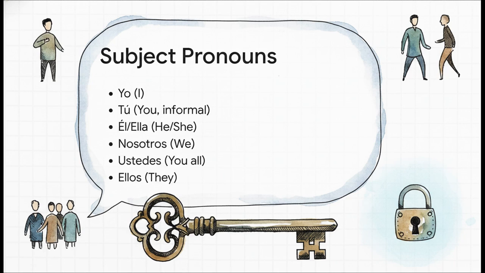But actually, scratch that. Before we even conjugate, let's just do a rapid-fire refresher on our subject pronouns. This is the foundation, right? It dictates exactly how our verbs are going to change. So we've got yo for I, tú for the informal you, él and ella for he and she. Then for the plurals, nosotros is we, ustedes is you all, and ellos is they. Just keep those players locked in your mind.